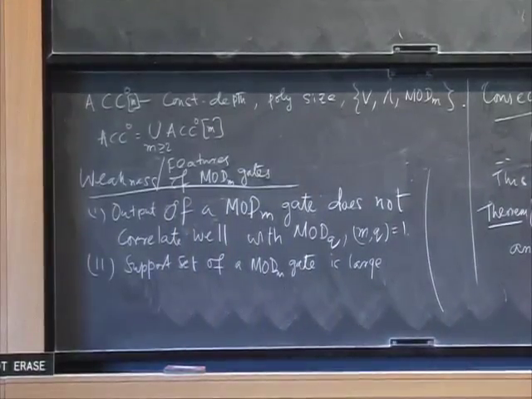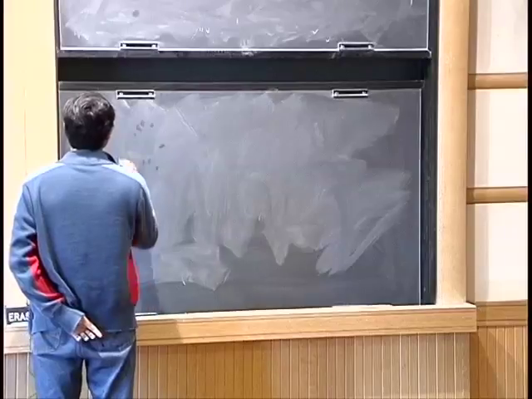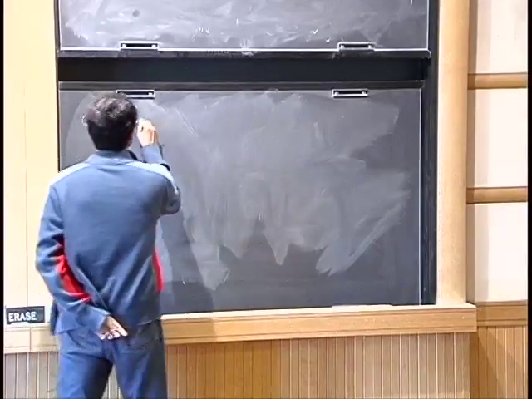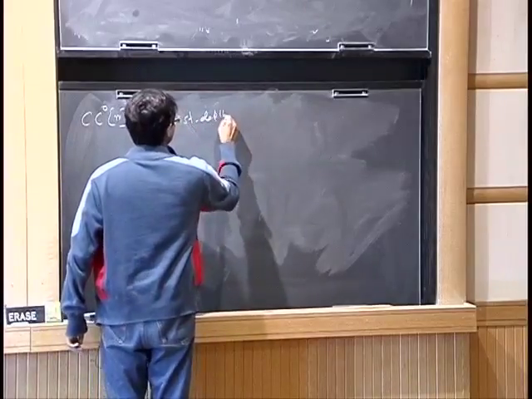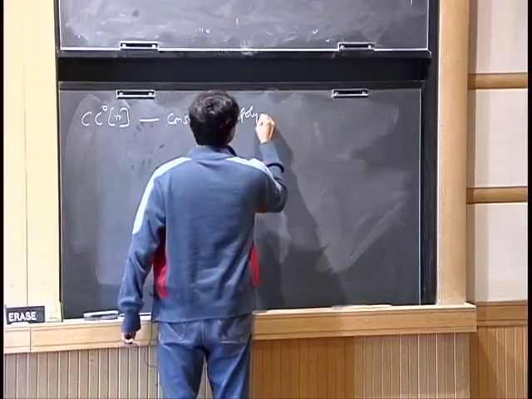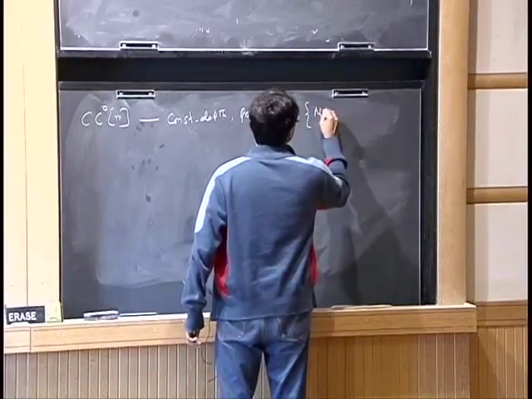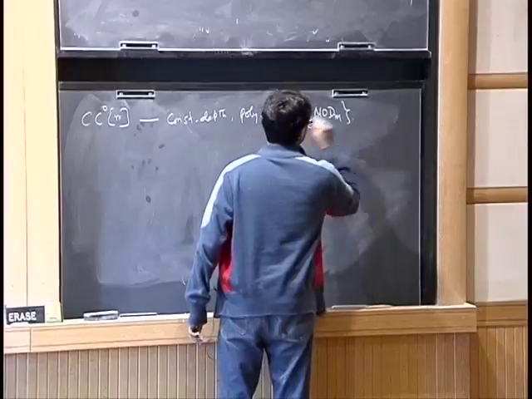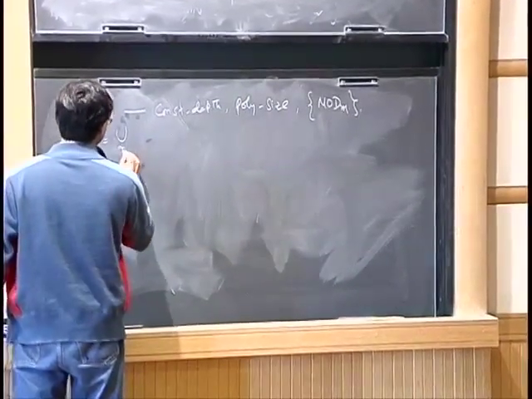Let me define the following class. We call this CC0 of m, which is constant depth, polynomial size, and the basis is just MODm. And CC0, just like ACC0, is going to be the union over m.